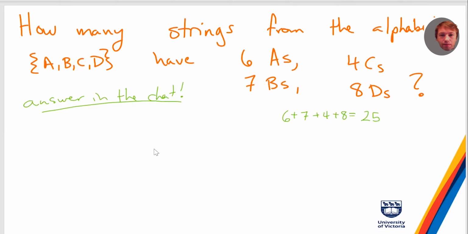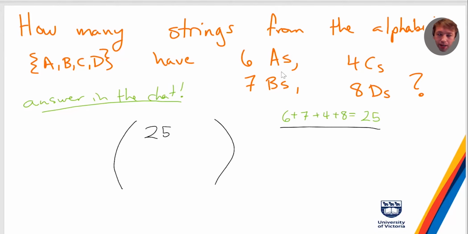Okay, why not this one? I keep using examples where there are only 3 different types of symbol, but now we've got 4. So what's the answer here? We're looking for a word of length 25, so the top of the multinomial coefficient is 25. We're picking 6 A's, 7 B's, 4 C's, and 8 D's.